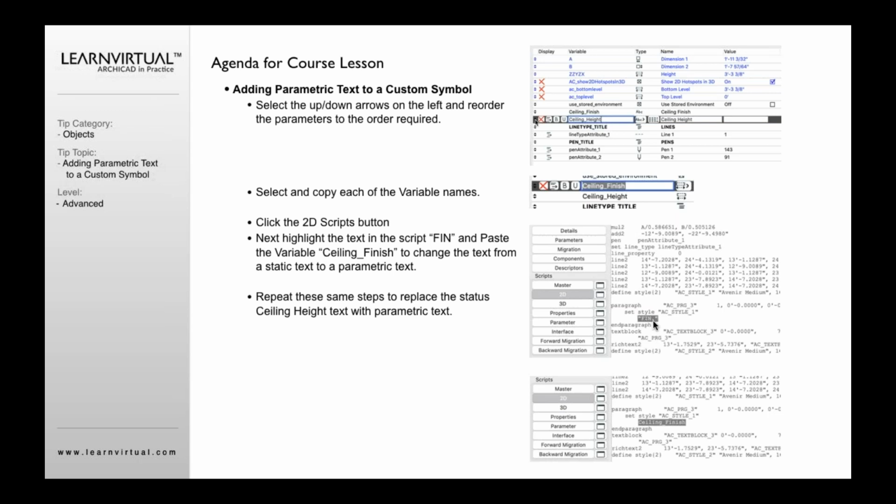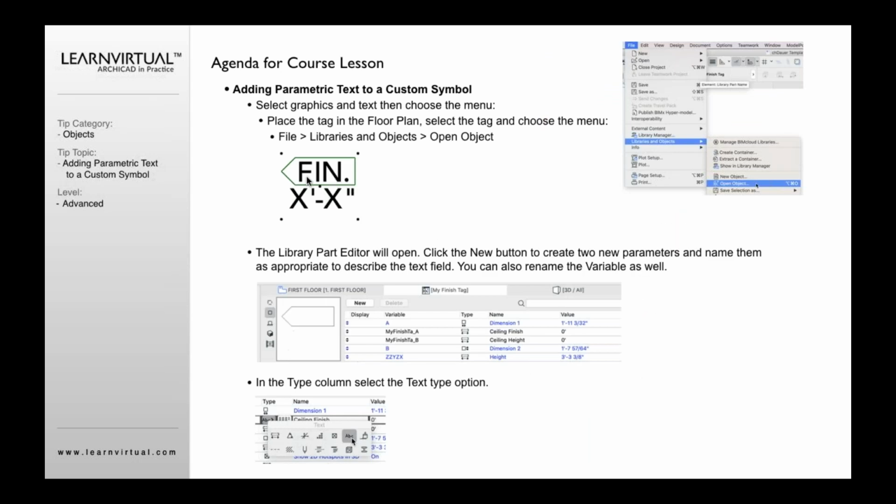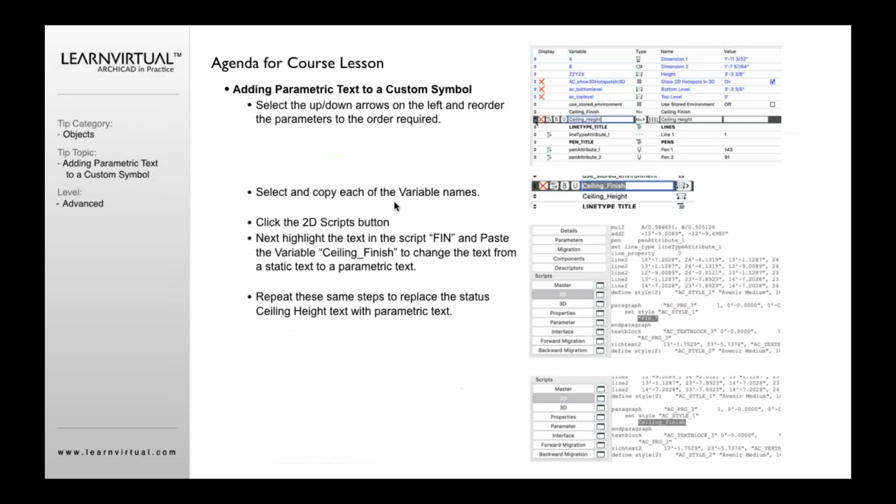Now this is the text we originally typed in, right? If I go back to that, that's the text that we originally created and typed in here. That fin with a little period at the end of it is exactly what has been entered into our script. So this is really simple. All I have to do is take ceiling underscore finish and highlight this, including the parentheses and the quotation marks on both sides, and then paste this variable name. That's all we have to do. And we need to repeat that also for this ceiling height as well.